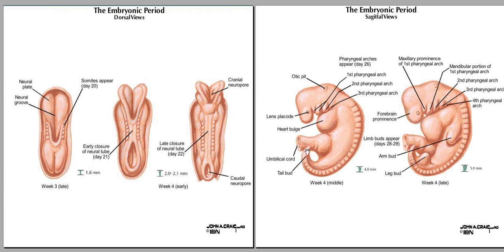Umbilical cord, the tail bud, that is by the middle of week 4. And here too you can see the maxillary prominence of the first pharyngeal arch. That's the mandibular portion, the second pharyngeal arch, and the third and the fourth, but it's not so visible over here. And that's the arm bud. The limb buds appear by days 28 to 29. That's the leg bud.